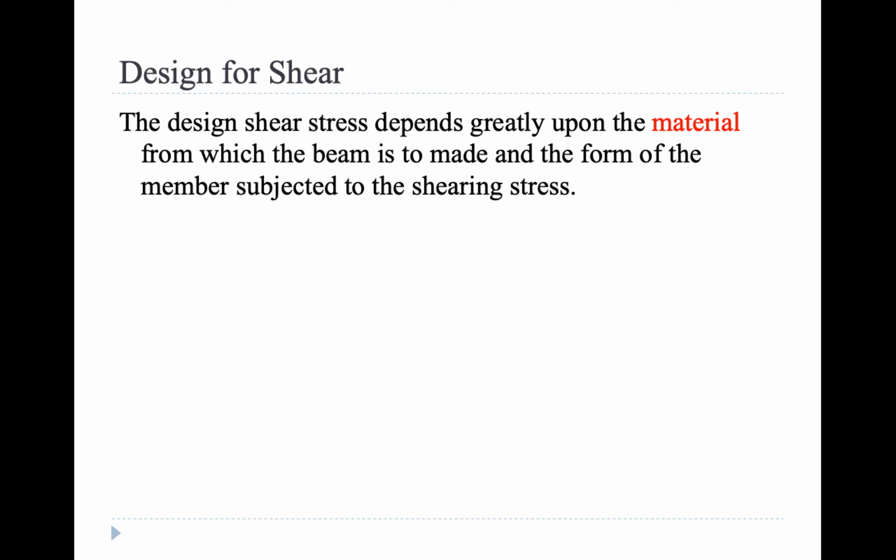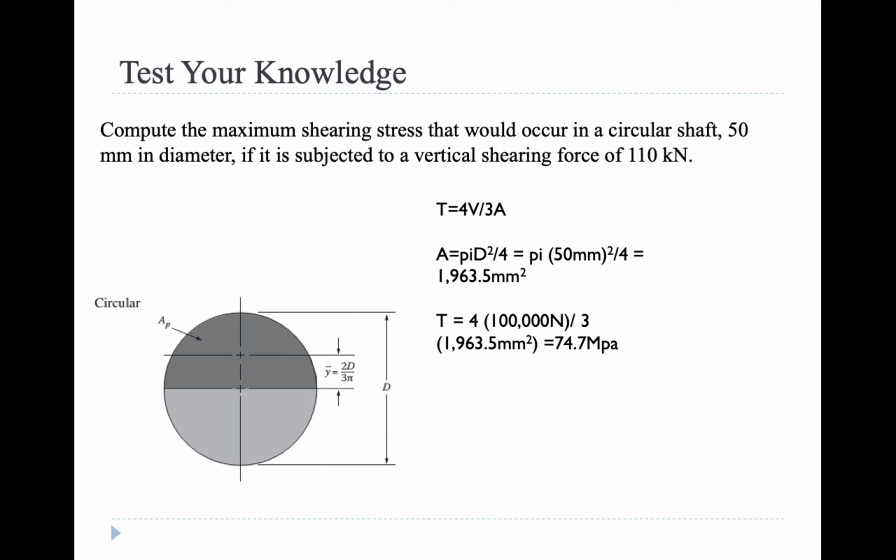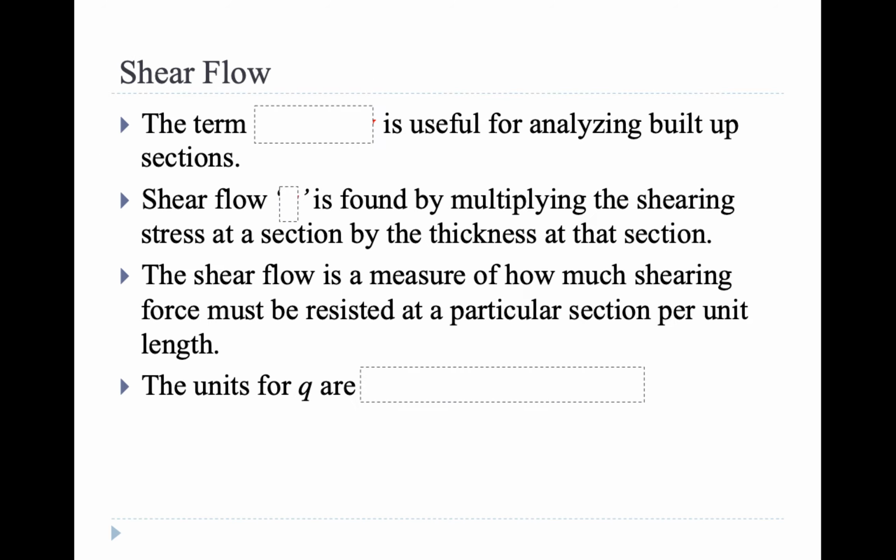We just get the tau value like we just did here, 74.7. Depending on the type of loading, whether it's static or repeated, we multiply it by 8 or 4 or whatever that value is from the table, and then look up a value in tables for different materials and choose something higher than that value. The next thing is shear flow.